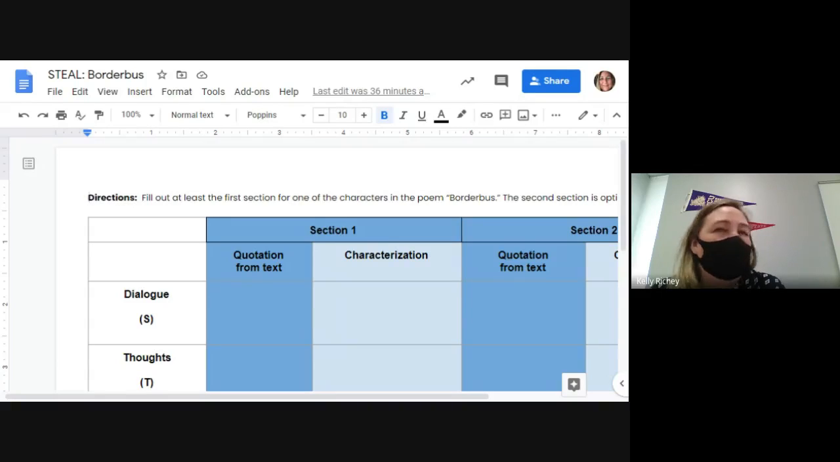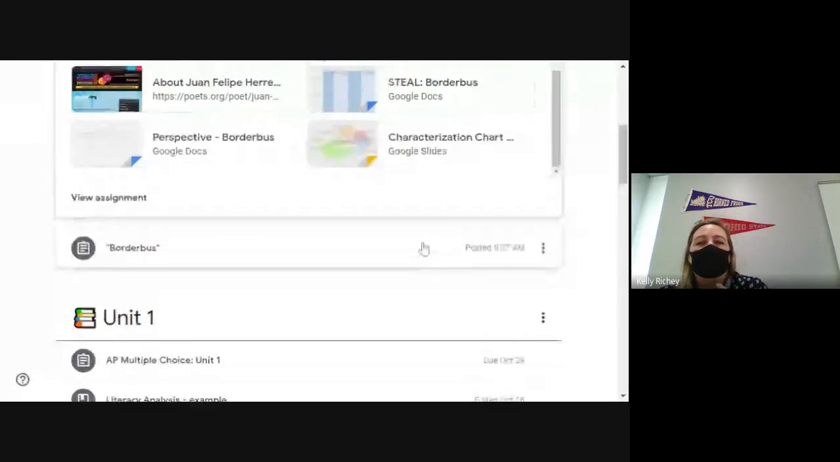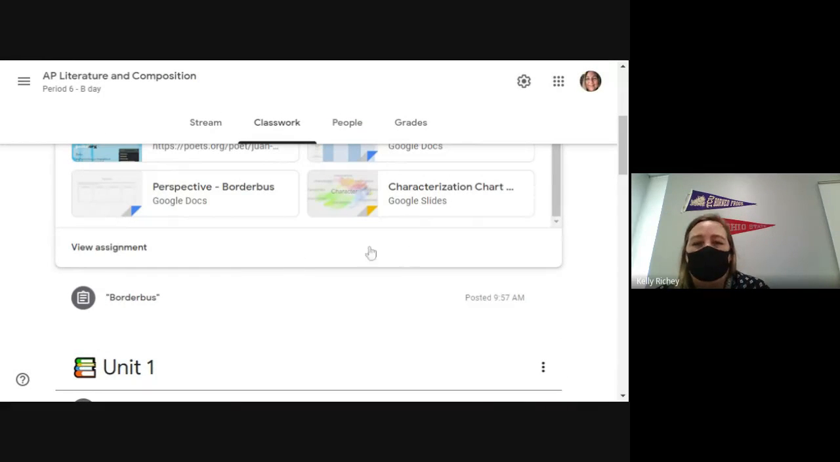I think you get the idea at this point. Does that make sense? So you're only going to do section one. You can do section two for bonus if you would like, okay? And you're just looking into one of these particular characters.